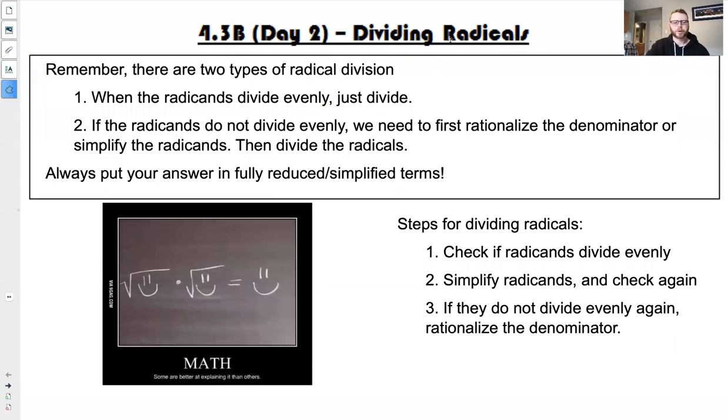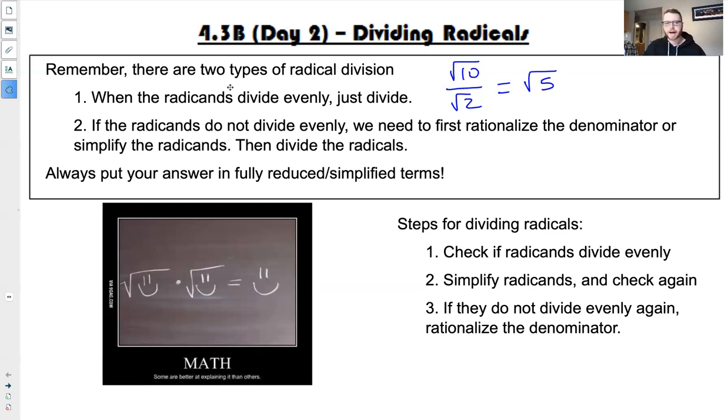All right. So for this video lesson, this is the second day of dividing radicals. So just a few reminders when we're dividing radicals. One, it's best that we check that if the radicands can divide evenly, then we can just divide, right? So if it's like root 10 divided by root 2, 10 divided by 2 is 5. So then we just get root 5 there.